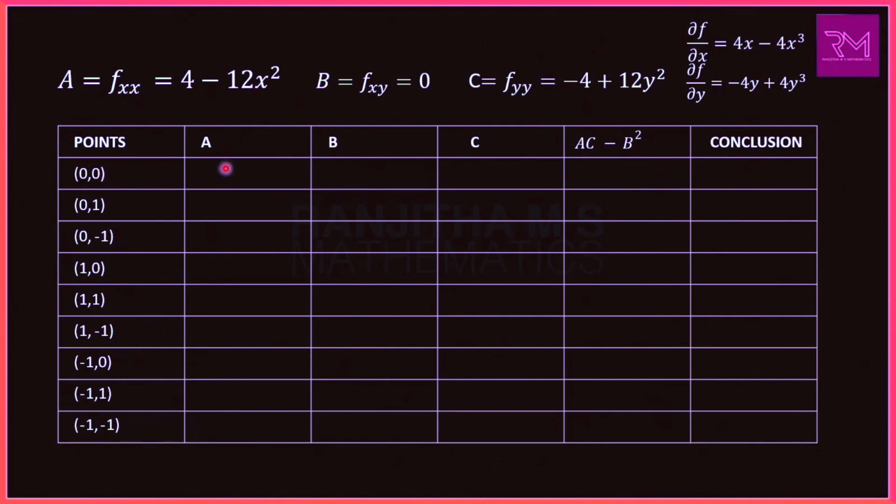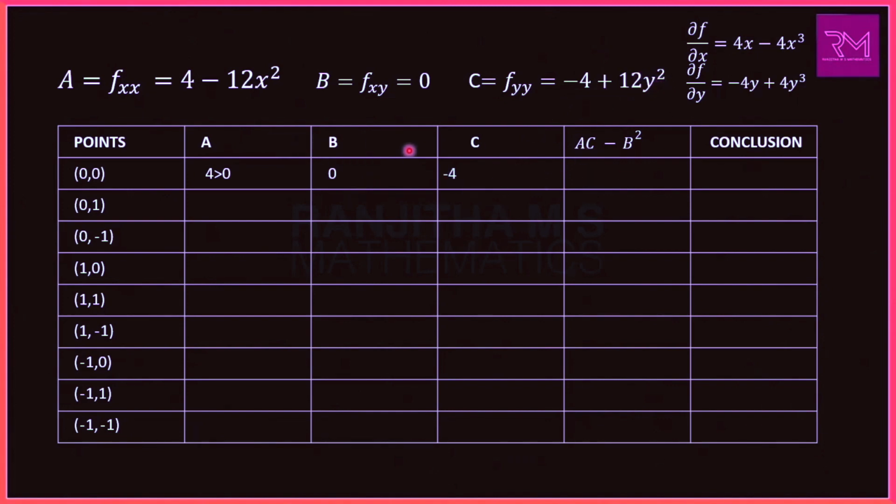That is easy. Here, the a value is this, that is 4 minus 12x square. For the point (0, 0), x value is 0 and y value is also 0. Here this term becomes 0, hence we get a value as 4, that is greater than 0. Here b is 0 itself, hence we get the b value as 0. c is minus 4 plus 12y square. We put y value as 0, and we get the value of c as minus 4.